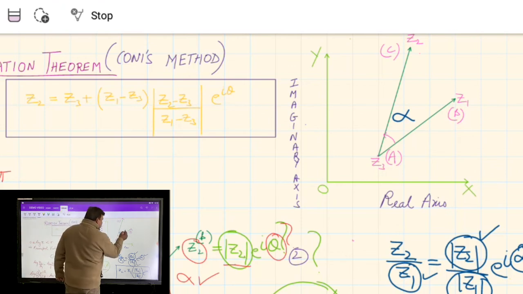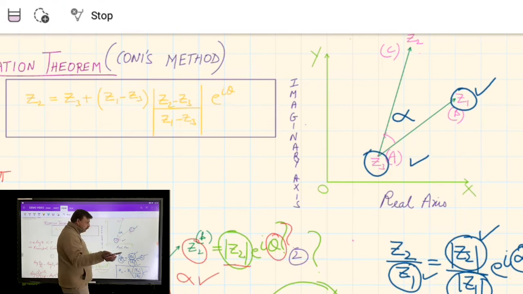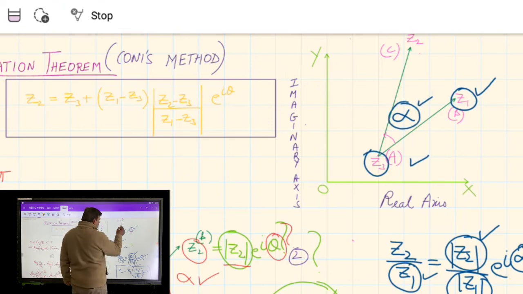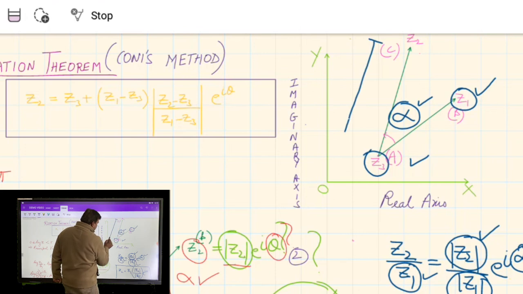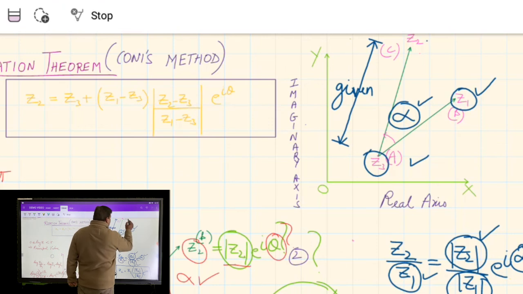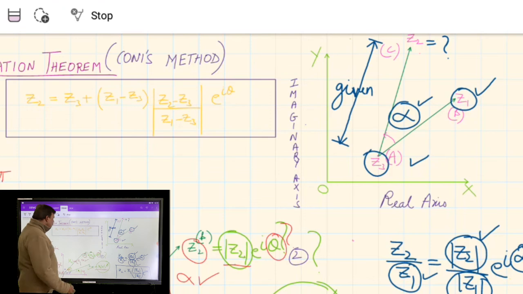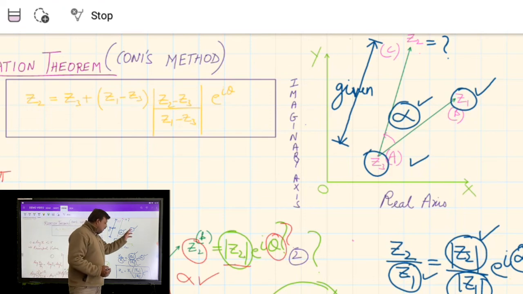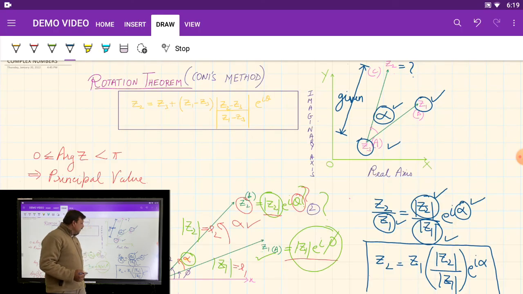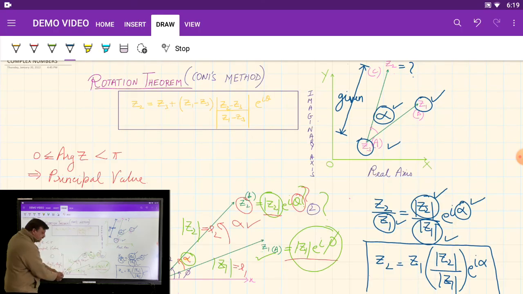Now, the rotation of Z1, this is known, given, this is given, this length is given. Okay, students? That means the modulus of this vector is given. Now, what is Z2 is my question. And that's what Coni's rotation method answers. So let's see. Now, can I change this point with the position vector Z1 minus Z3? That means shifting the origin. Isn't that right, students? Instead of Z3, I make origin as the tail.